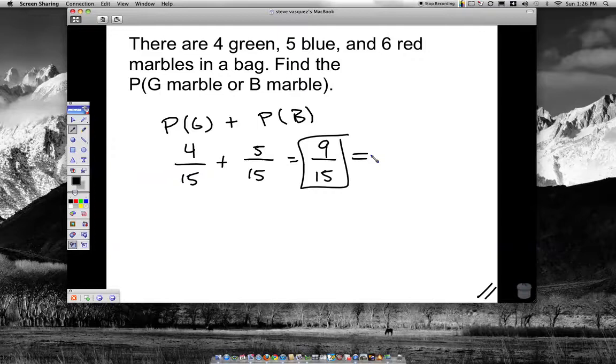I'm going to reduce that down. 3 goes into each one of those, and that gives me a 3 out of 5 possibility as my final answer. So every 5 times that I choose a marble, 3 of those times is going to be a green or a blue, since when I reach my hand into the bag, I can't pull out a green at the same time as I pull out a blue if I'm only choosing one.